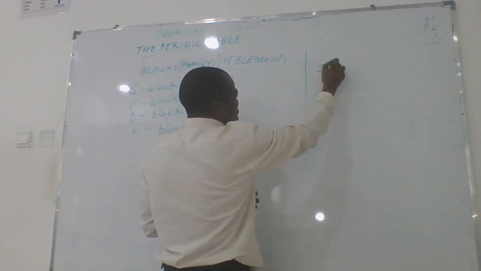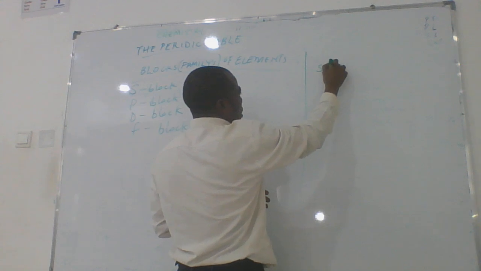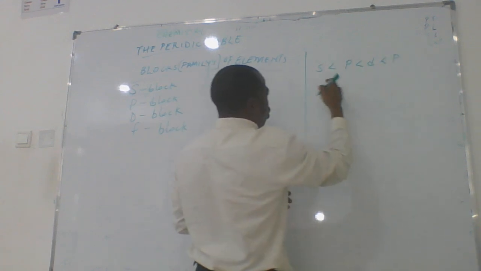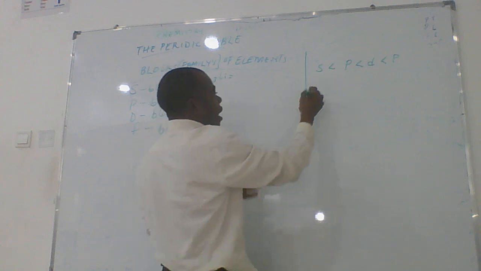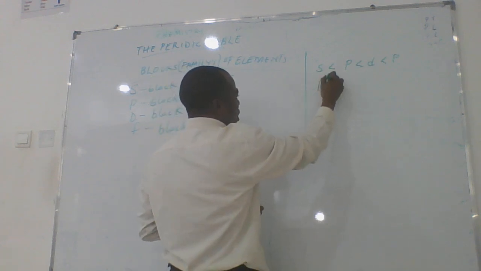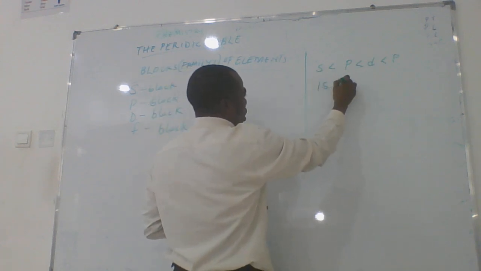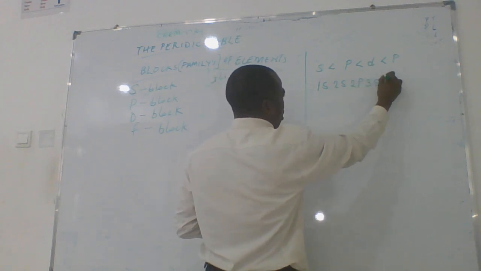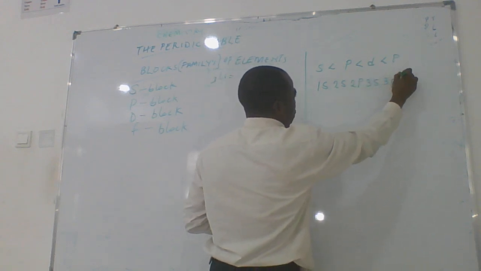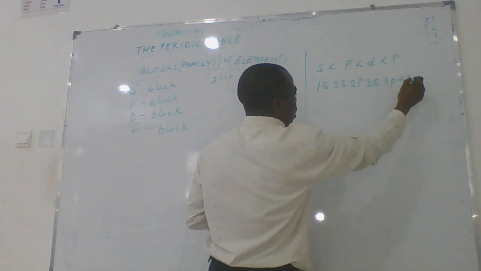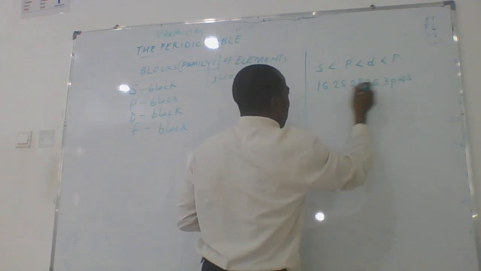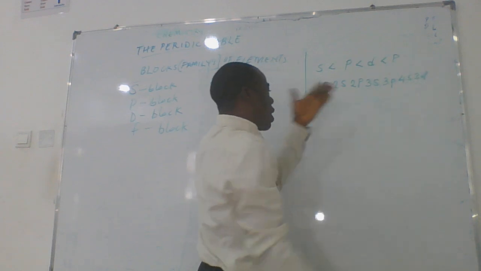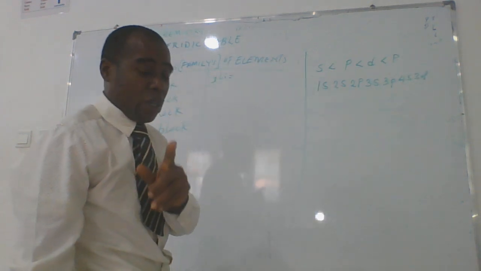We have S, P, D, and then F. So if I'm correct, I use this now. I have 1S, 2S, 2P, 3S, 3P, 4S. So I'm going to stop at this level, and we have a 3D. But I'm going to stop at this level for the first 20 elements.